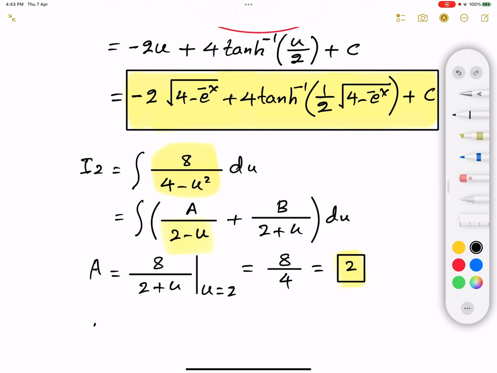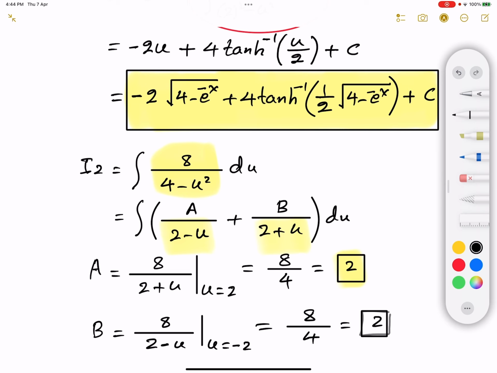The second unknown, which is B. Again, we can go back to the original expression, 8 divided by 4 minus u squared, and remove 2 plus u from there. We're going to get 8 divided by 2 minus u, and we need to evaluate that at the root of the second expression, which is minus 2. So u equals minus 2, so that would give us 8 divided by 2 minus 2, which is basically 4, and that would give us also 2. So now we have calculated A and B.